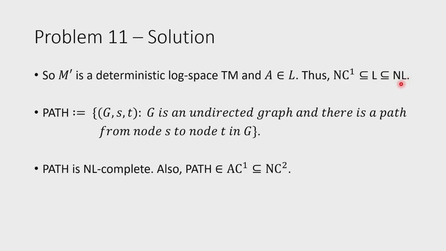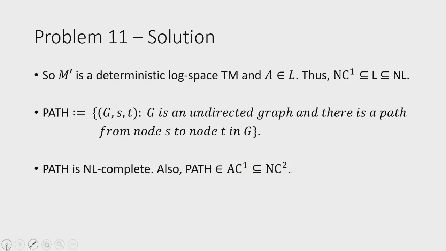But now what we want to do is show that NL is contained in log space uniform NC2. So recall that the language PATH is defined as G, S, T, so that G is a directed graph and there is a path from node S to node T in G. This language is NL complete and this language is in log space uniform AC1. But log space uniform AC1 is in log space uniform NC2. So PATH is in log space uniform NC2. But since PATH is NL complete, this means that NL is contained in log space uniform NC2.